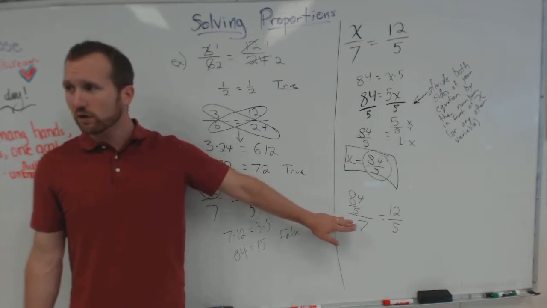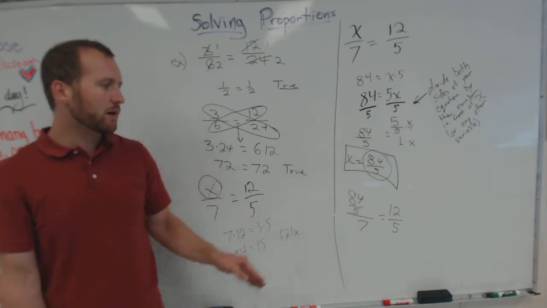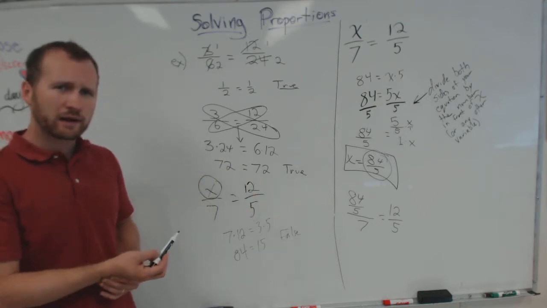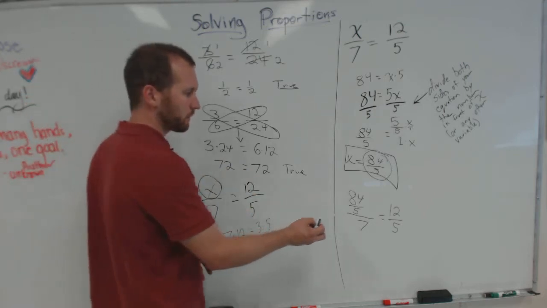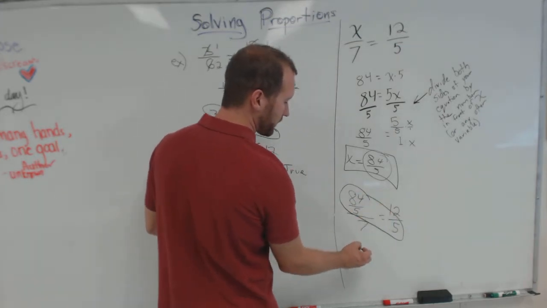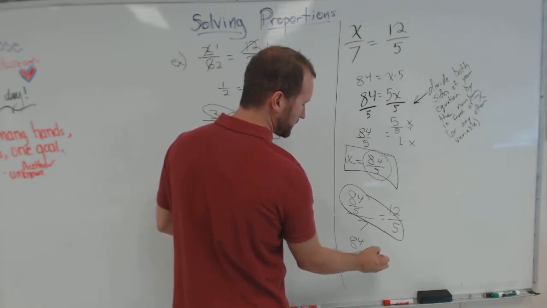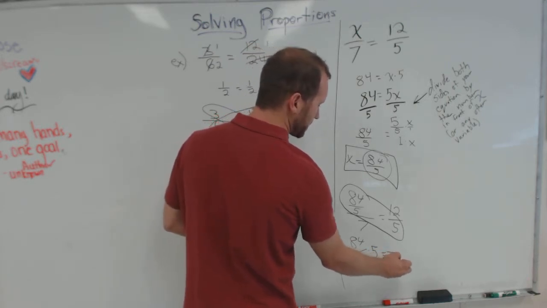Now you can check your work by doing this, right? So if I check my work, when I cross multiply, it actually won't be that difficult. I'm going to take 84 over 5 times 5. Well, that's not too hard. That actually worked out nicely, and it will always work out nicely.